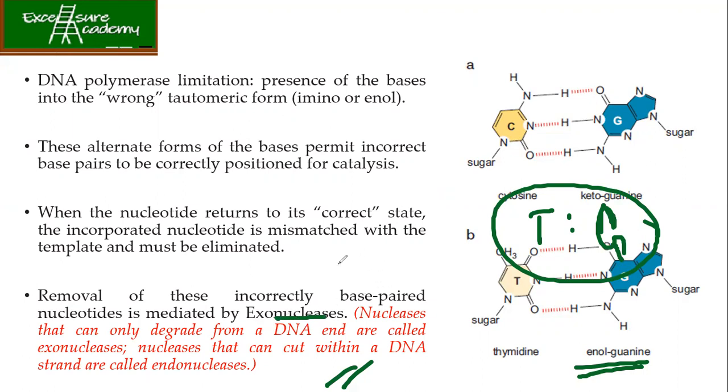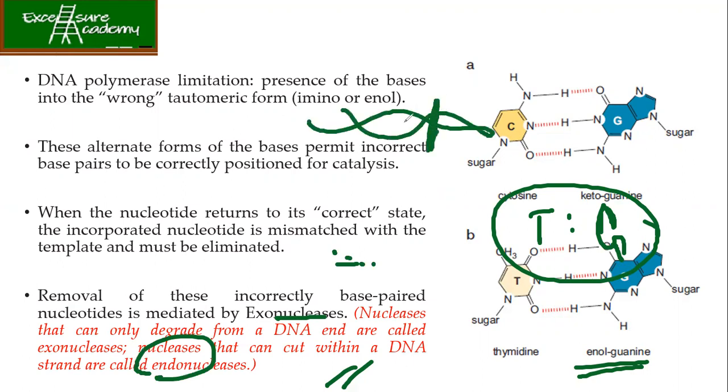Now what does exo mean? They chop off from the end. Okay? And what does endo mean? Within the DNA. If you have a DNA strand, endonucleases come in the middle and cut, whereas exonucleases act from the end. They will start from the 3' end. So this is the difference. Okay guys? So don't get confused between the exonucleases and the endonucleases.